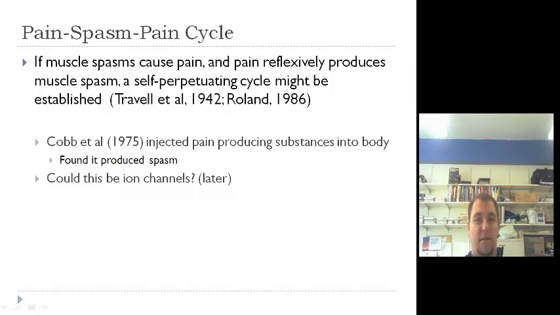So how do we break that pain spasm pain cycle? We can do a couple different things clinically, whether it's some kind of manual technique that we're learning right now or a more theoretical approach such as some of the variations of electrical stim, whether it's high volt or IFC or whatever it might be.